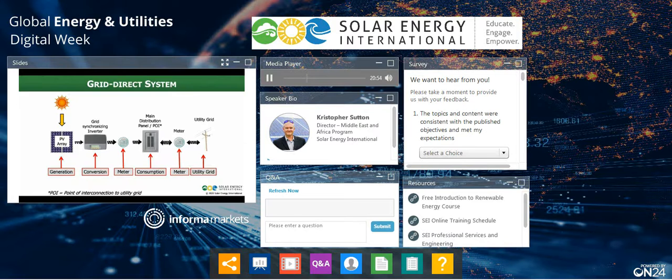Now we're going to shift gears a minute, and we are going to look at a grid direct system. In all of our previous examples, we were talking about systems that were off-grid or remote or isolated standalone systems. Now we want to look at a grid direct system where we're taking the solar, turning it from DC to AC, but we're also synchronizing that with the electrical grid or the electrical utility.